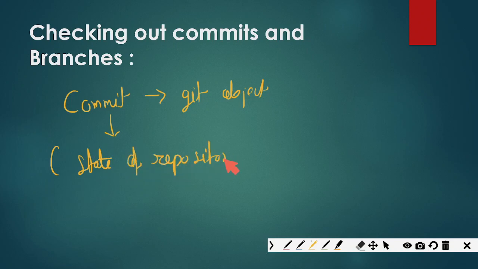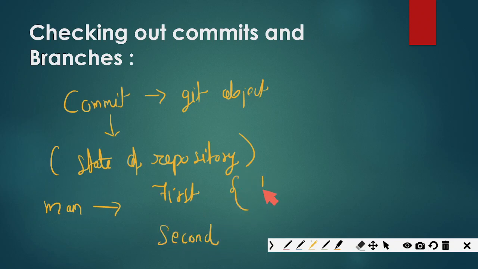State of repository. It is nothing but the state of the repository. So when we talk about that, our main branch has got two commits. We have the first commit and we have also got the second commit. In the first commit, we have added 1.txt as a file, and in the second commit, we have added 2.txt as a file.